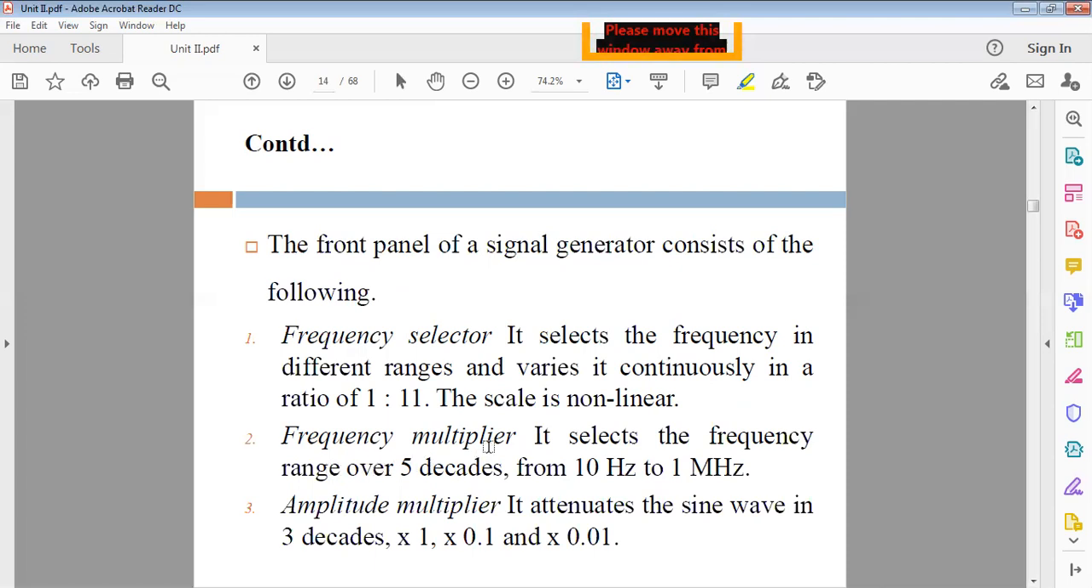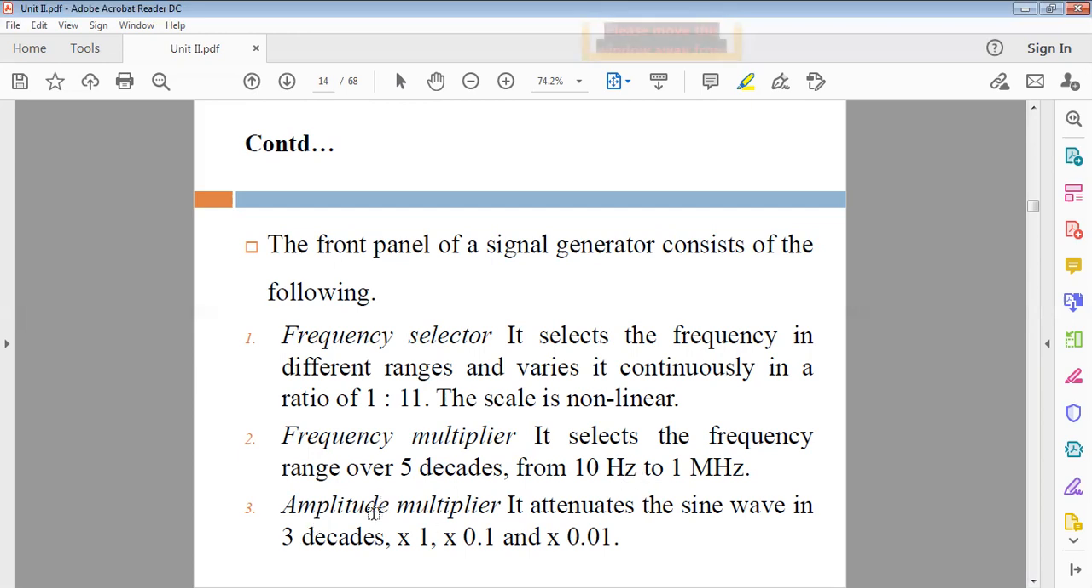Next, frequency multiplier. So this frequency multiplier knob is used to provide different ranges of the frequencies. It selects the frequency range over 5 decades, that is from 10 hertz to 1 megahertz. So we can select the particular range of the frequency from 10 hertz to 1 megahertz.